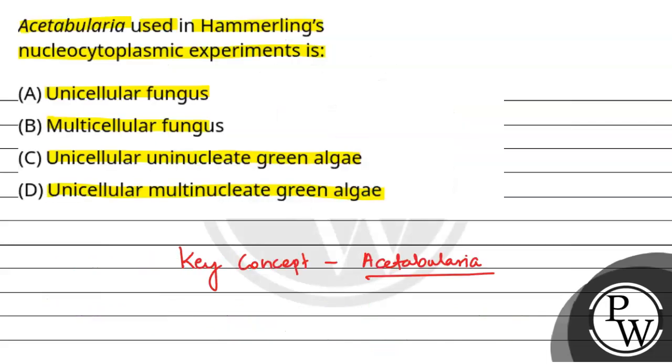So let's go back to the question. Question में पूछा है कि Acetabularia जो है वो nucleocytoplasm experiments में Hammerling ने use किया था. So it is not a unicellular fungus. Fungus is hai nahi. It is a green algae and it is uninucleate and unicellular. So the final answer for this question is option C.